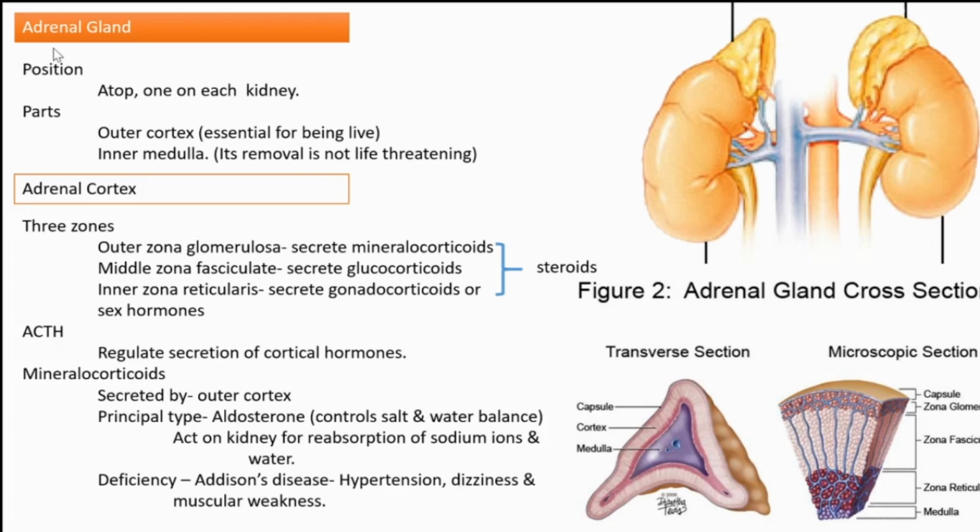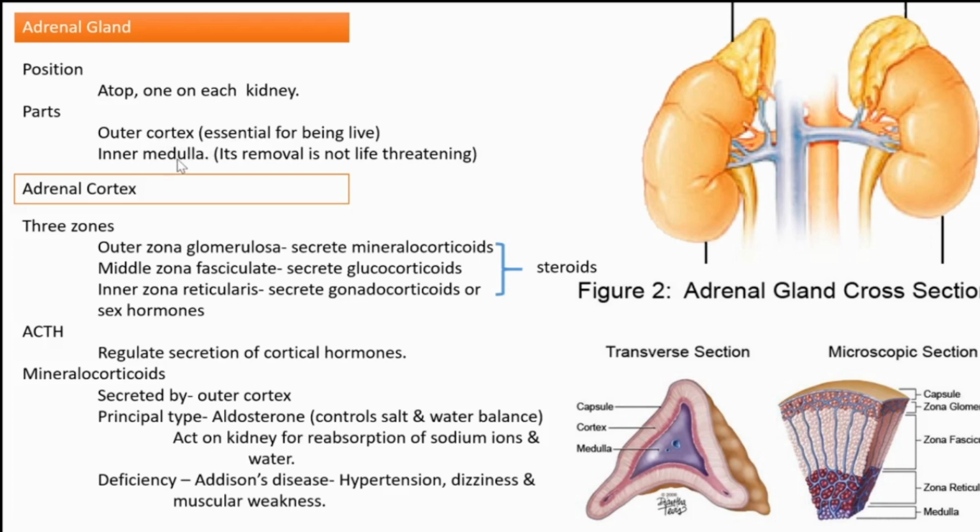Next, another gland, the adrenal gland. The adrenal gland we can see in the form of a cap on the top of the kidney. So its position is atop each kidney, and its parts can be divided into outer cortex and inner medulla. The outer cortex is very essential. Without this cortex portion, we can't survive.